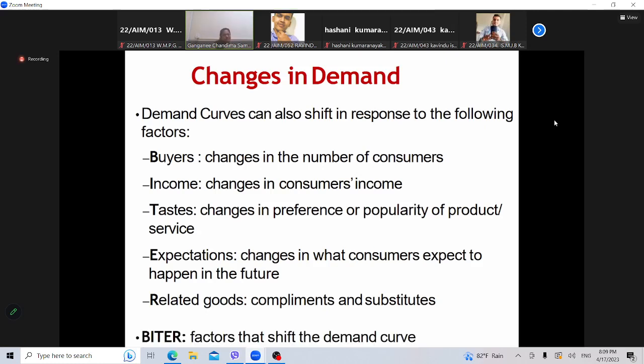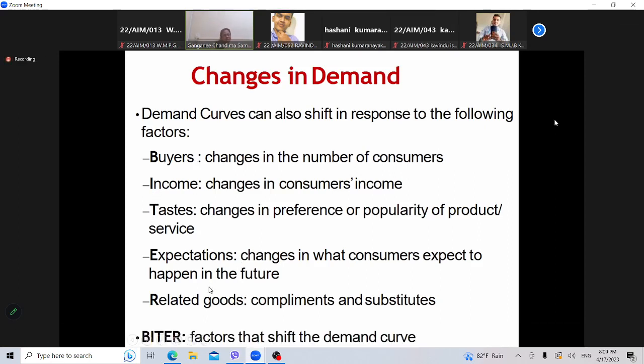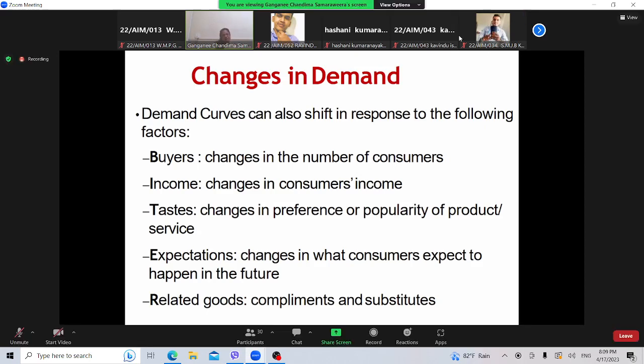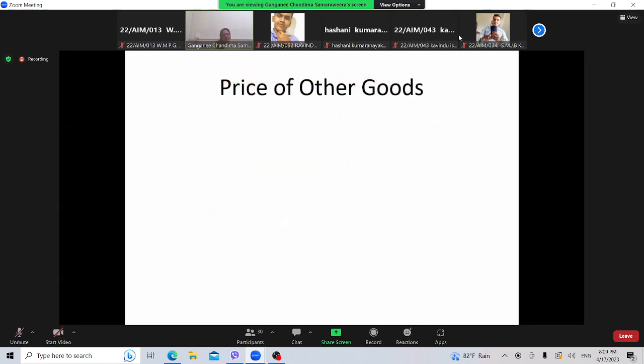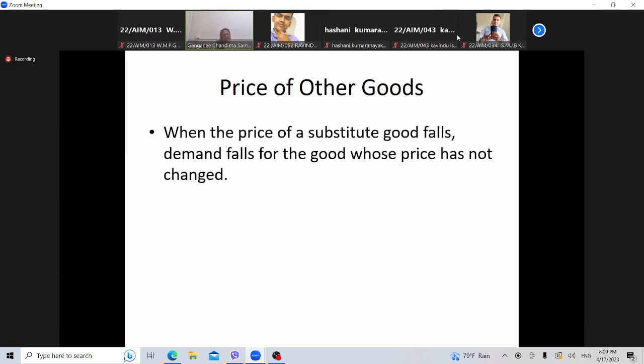Many factors are there. At least here you can remember 1, 2, 3, 4, 5 factors that contribute to shift in the demand curve. We'll see one by one. Prices of other goods. Let's say price of substitute. Let's say instead of butter, we use margarine.